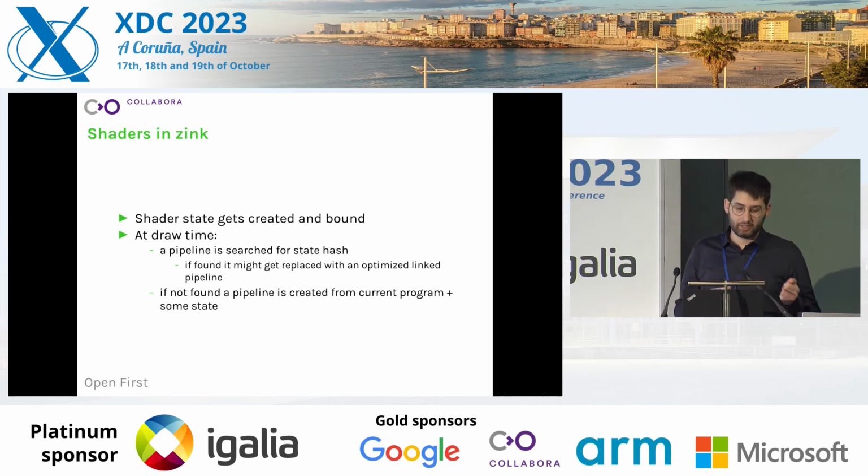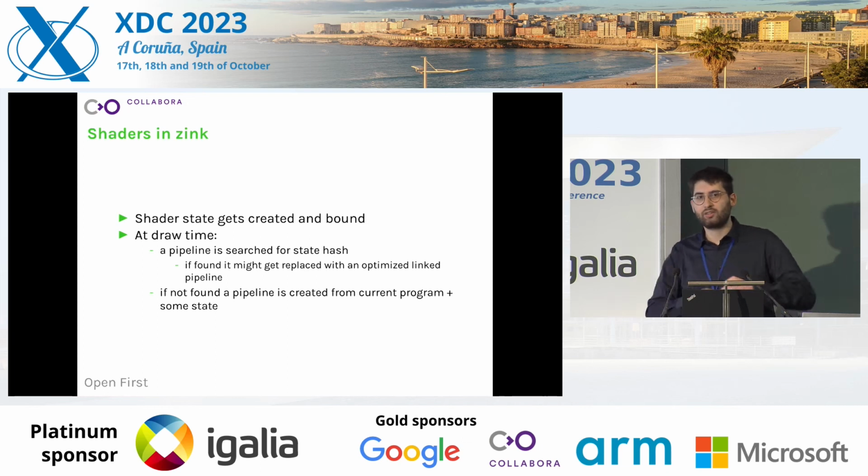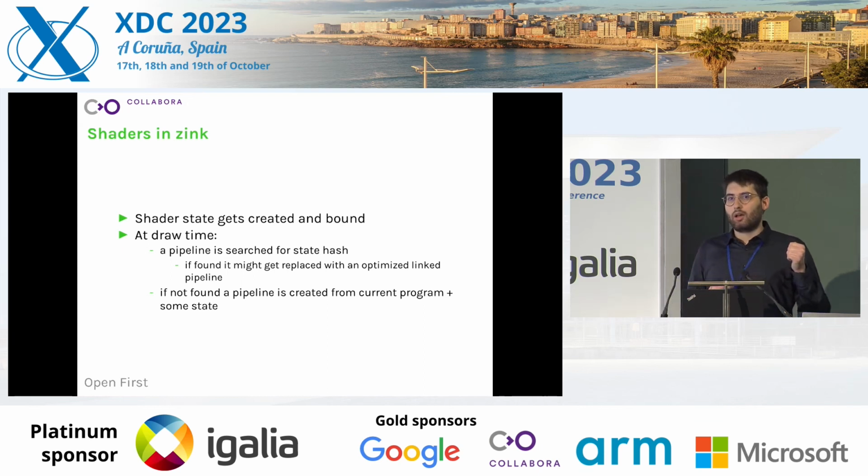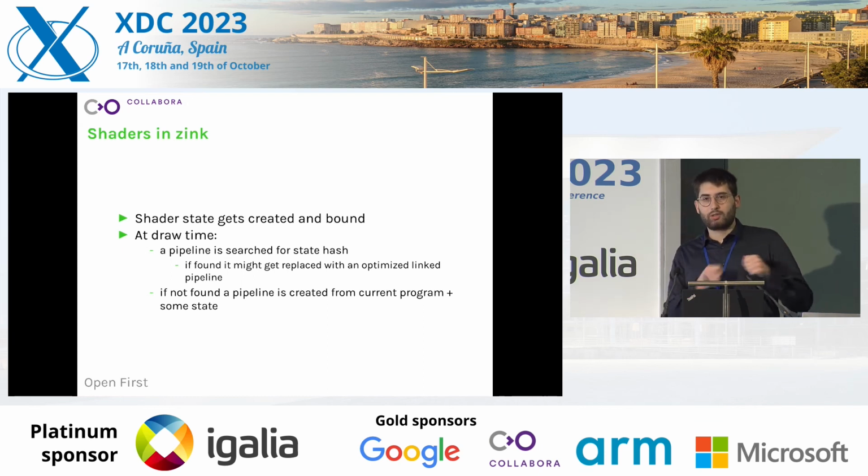Pipelines are hashed by the state hash. All of the state of OpenGL is hashed incrementally. And so each time we draw, we can just look up a pipeline for that state. And when we find a pipeline, it doesn't end there, because pipelines are at first fast linked and then optimized linked asynchronously. So we must check if the asynchronous compilation is done.